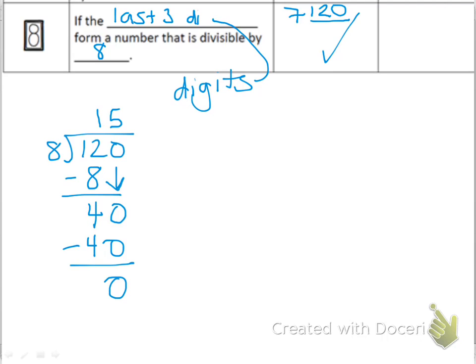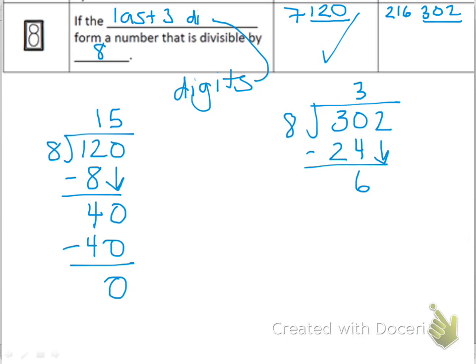Let's look at another one. We're going to have 216,302. All right, well, we only need to look at these last 3 digits, so we ignore the first part. Is 302 divisible by 8? How many times does 8 go into 30? 8 goes into 30 3 times. 3 times 8 is 24. Subtract that, we get 6. Bring down that 2. How many times can 8 go into 62? It's 7 times. 7 times 8 is 56. Subtract it and get a 6. So we have a remainder down here, which means that our number is not divisible by 8.